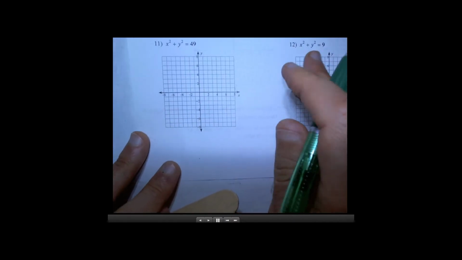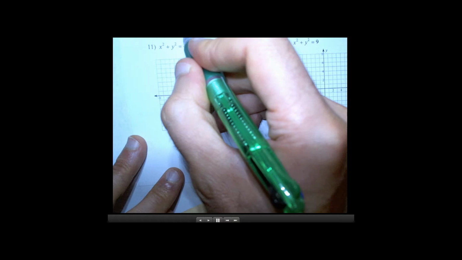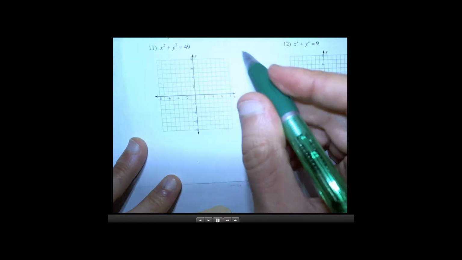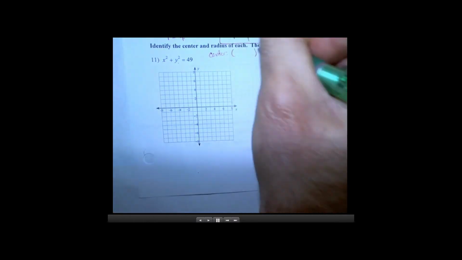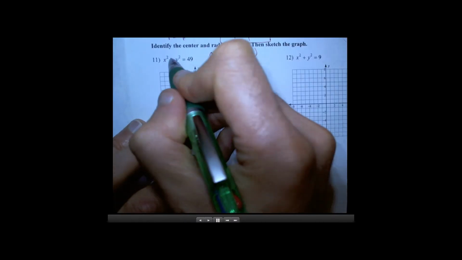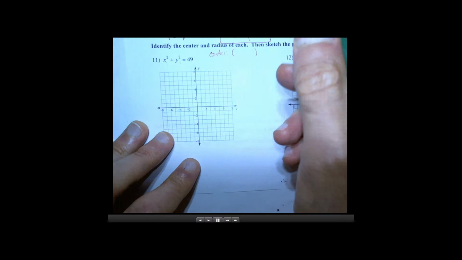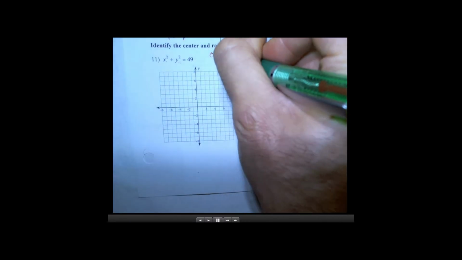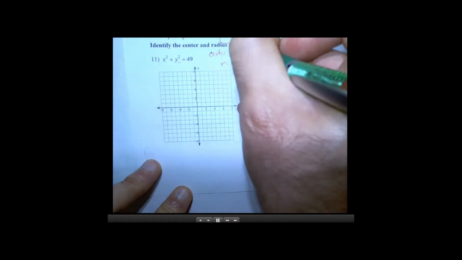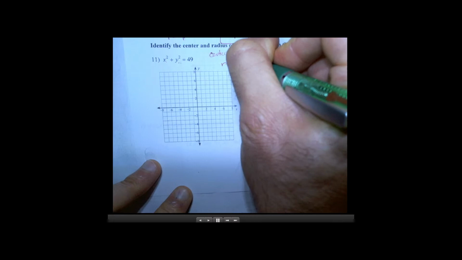Let's go ahead now and graph. I identify the center and radius and then graph. So let's take a look here. Our center, so Lupe, if there's no h, k listed here, what is my center? 0, 0. Excellent. And then my radius for number 11, Sandra, what is my radius? 7. Exactly. It's the square root of 49, which is 7.